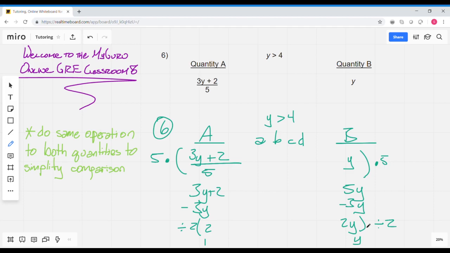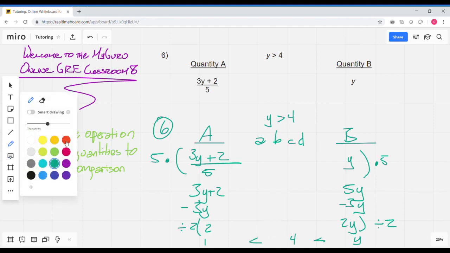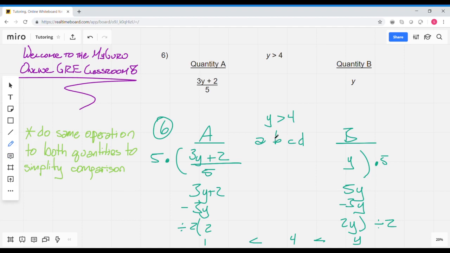And since we know from the root statement that y is greater than 4, well, since y is greater than 4, and 4 is greater than 1, we can confidently select B without the excess effort of plugging in multiple values.